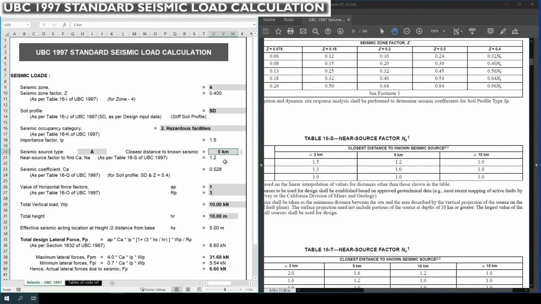If it is 5, it means it is medium. Suppose it is greater than or equal to 10 kilometers, then you will get optimized seismic lateral forces, as the factor for near source is 1. So we can consider greater than or equal to 10 kilometers. Then the seismic coefficient Ca is 0.44. Suppose if it is 5, it means it is 0.588.